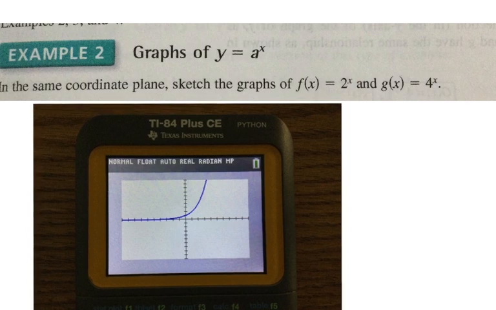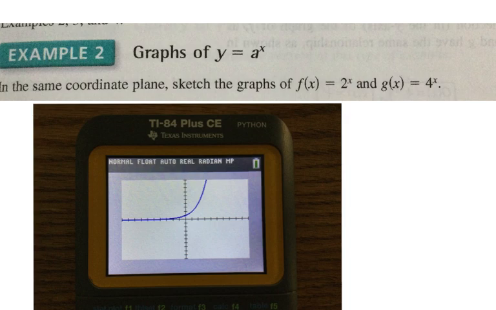let's think about some of the characteristics that are happening. So again, this is not something you have to do every time. Let's just get a general idea. So what do we normally do to graph? Well, we pick some x values and we find out what the y value is.